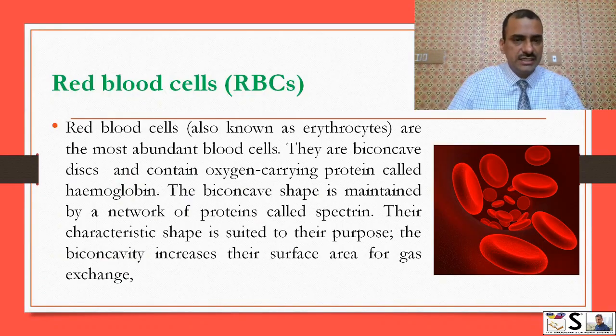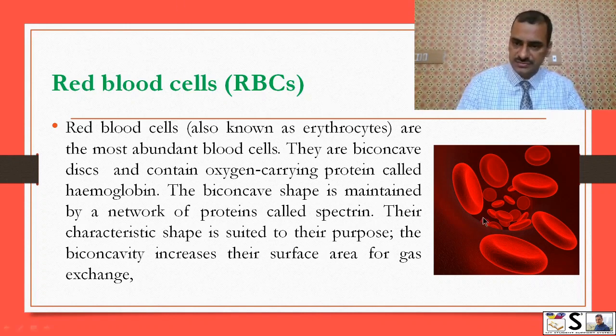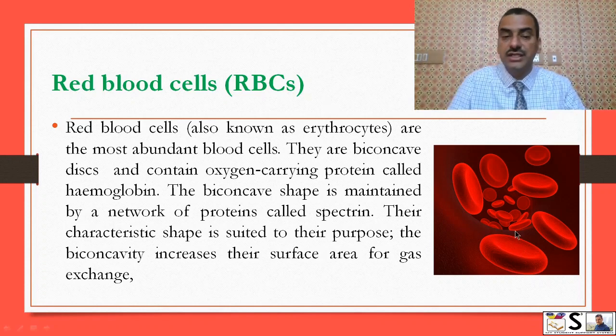RBC or red blood cell, also known as erythrocytes, are the most abundant of the blood cells, meaning their number is highest. They are biconcave discs. You can see here. They contain an oxygen carrying protein that is called hemoglobin.